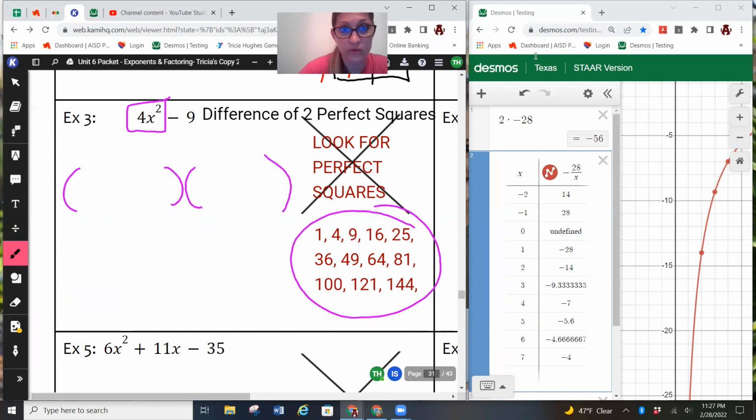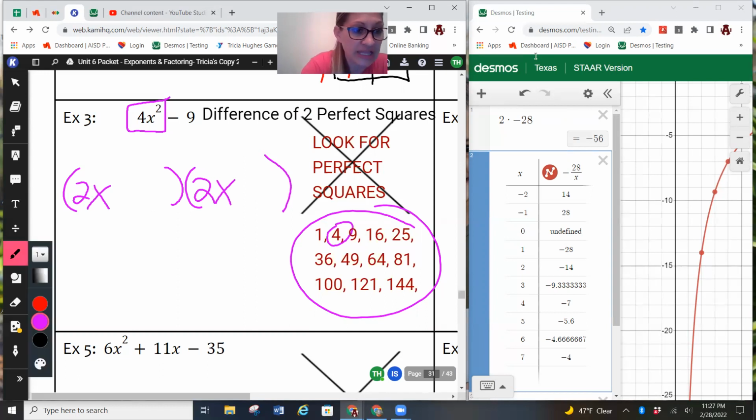Here's all your perfect squares in case you were wondering. And 4 is right there. Well, the way I break up a 4 is 2 times 2. That's the same number repeated. Then the way I break up an x squared is an x times an x. So that's a perfect square. 4 is 2 times 2. X squared is x times x. That's a perfect square. Now, how do I break up the 9?